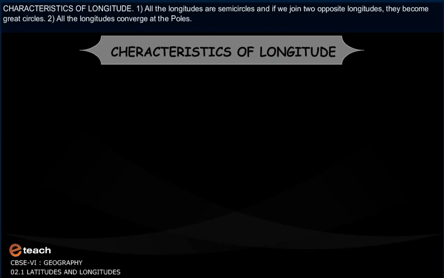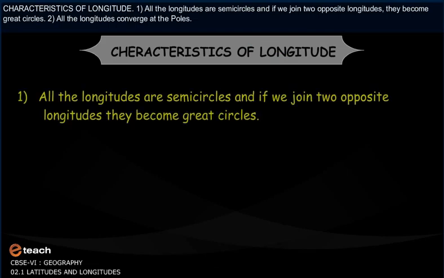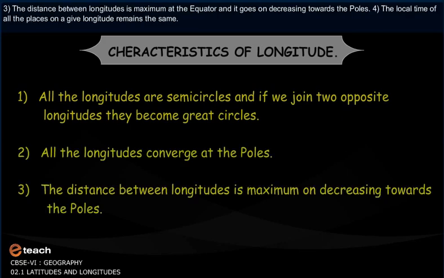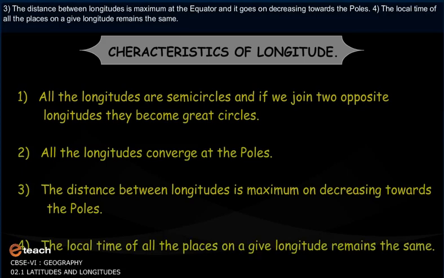Characteristics of longitude. All the longitudes are semicircles, and if we join two opposite longitudes, they become great circles. All the longitudes converge at the poles. The distance between longitudes is maximum at the equator, decreasing towards the poles. The local time of all the places on a given longitude remains the same.